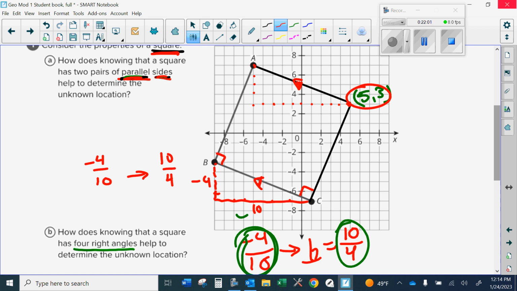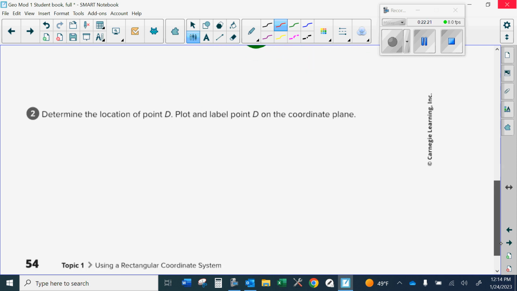10/4. Okay, so we go up 10: 1, 2, 3, 4, 5, 6, 7, 8, 9, 10, and right 4: 1, 2, 3, 4. And there we go, right there. That will also take it to it. Okay, because perpendicular, 90 degrees, or right angle, is the negative reciprocal. Okay, so we have those right there.